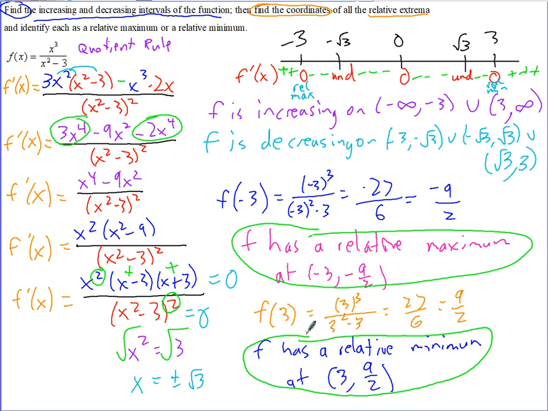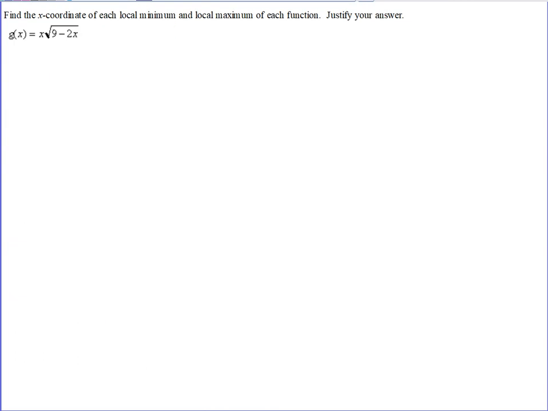All right, let's take a look at another example here. This one is a little more complicated. But here it just says find, we're not finding quite as much information. Find the x coordinate of each local minimum and local maximum and justify your answer. Each intervals, even though we're going to find them.